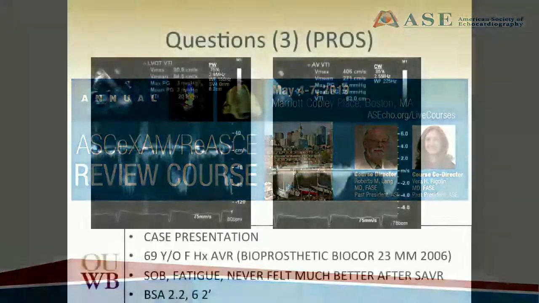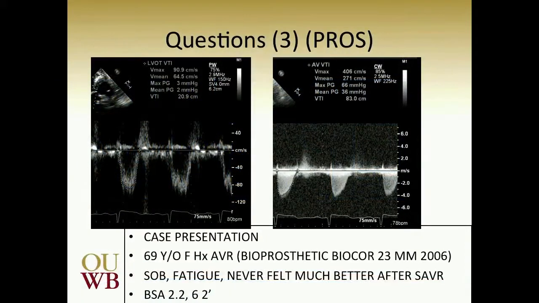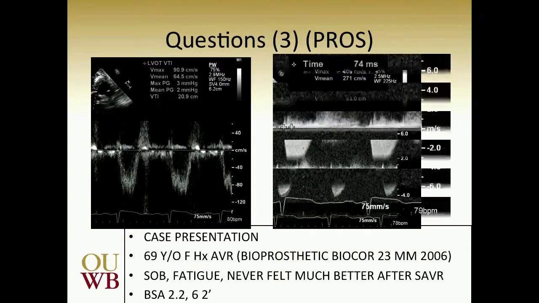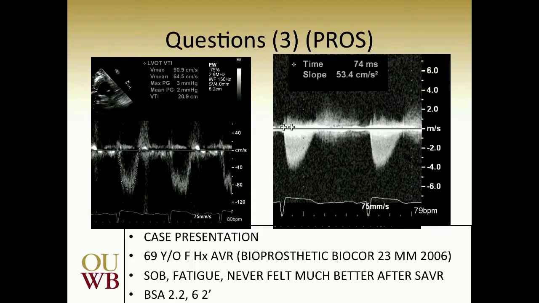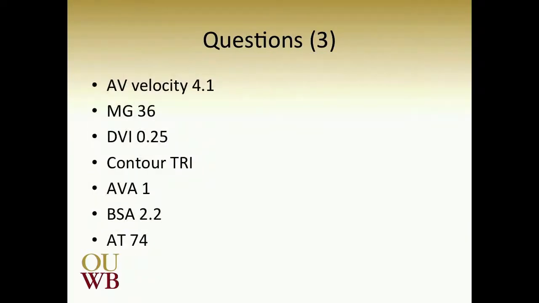If I can have my slides pulled up, please. Okay. So we'll just do 2 questions. This is a 69-year-old patient with a history of aortic valve replacement with a bioprosthetic 23mm valve, presented with shortness of breath, fatigue, never really felt better after his surgery. His body surface area is 2.2 and his height is 6'2". And you can see here, this is his Doppler waveform. You clearly see his velocities are close to 4 meters per second, but it does have the triangular jet. So these are his parameters.